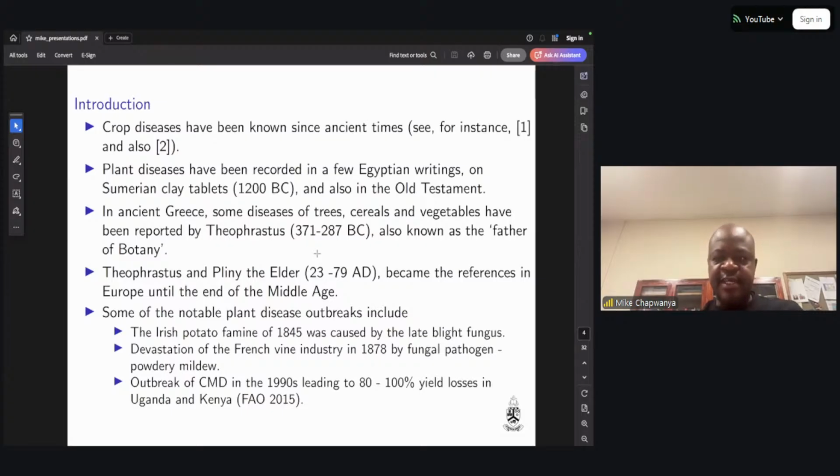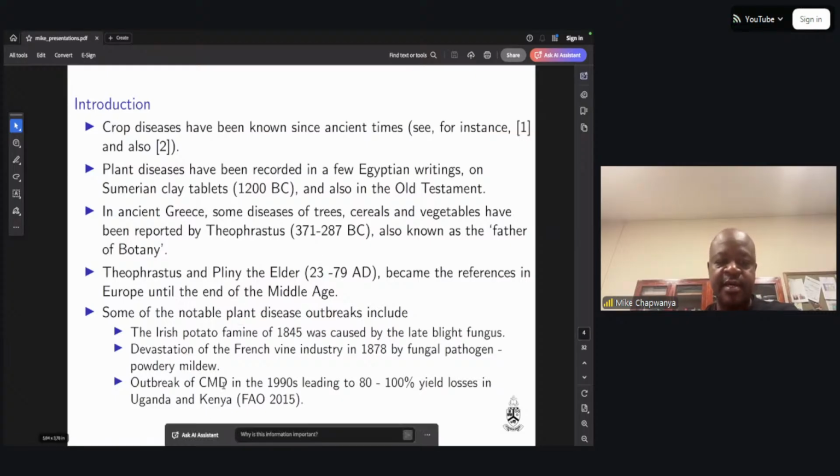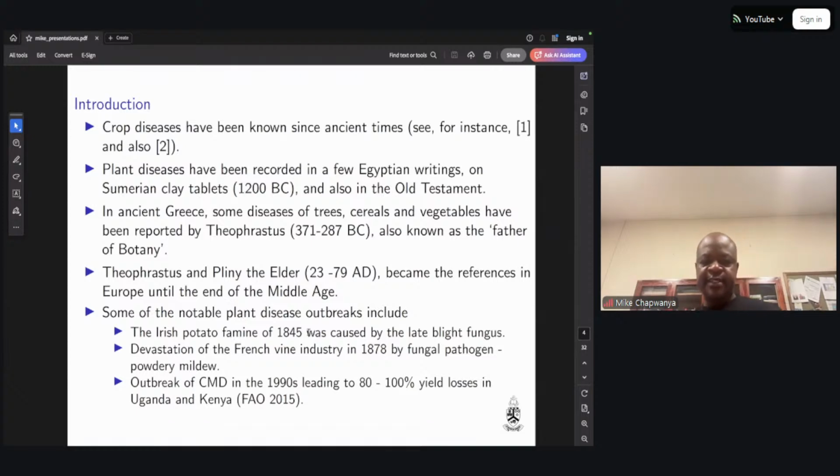Then I did give a summary of how crop diseases have been documented in the literature, starting with the Egyptian writings and all the way to around 23 to 79 AD, and also some of the more recent but not so recent cases like the 1845 Irish potato famine, and a more recent one, the cassava mosaic disease, around 2015.